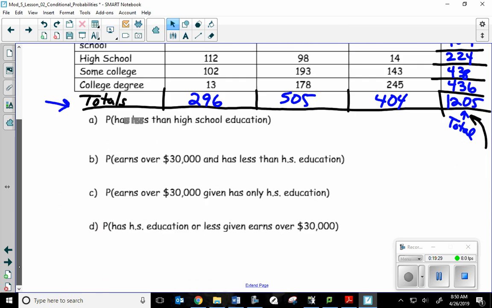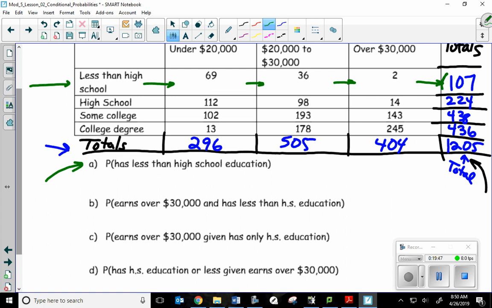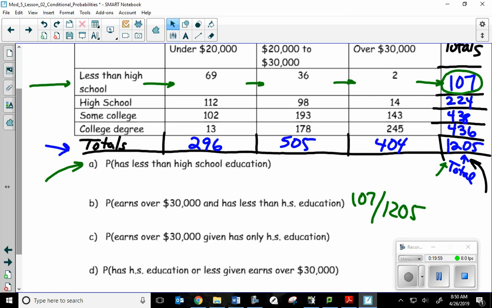So let's calculate some probability, shall we? The probability for A here, that an individual picked at random has less than a high school education. This is the row for less than high school education. There are a total of 107 of them out of my 1,205. So it's just that simple. 107 out of 1,205. Good, easy.